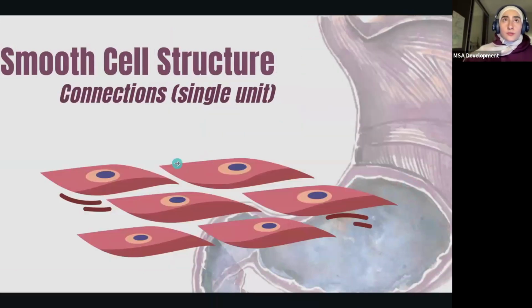Now, we have two different types of smooth muscle cell connections. We can classify our smooth muscles into two classifications: single unit smooth muscles and multi-unit smooth muscles. Our single unit smooth muscles work together as a functional syncytium, just like in the heart. And if you remember, in the heart, we said that this functional syncytium was possible because of the different connections between each cell. So we'd obviously need these or similar connections in our smooth muscles to have a functional syncytium.